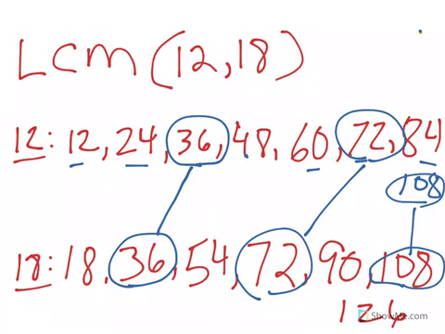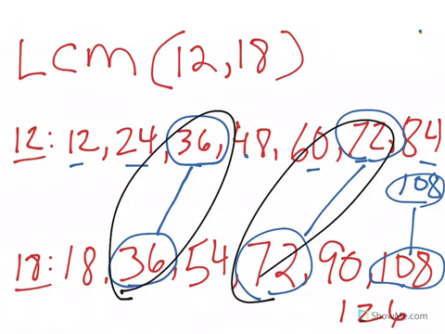These are all, again, let me stress, this 36 is a common multiple of 12 and 18. 72 is a common multiple of 12 and 18.